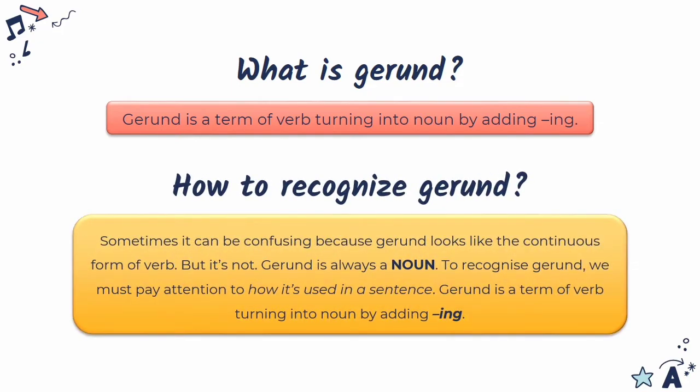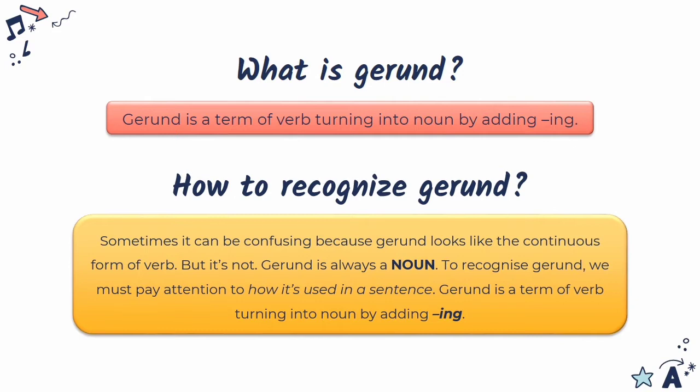Okay, basically, we use gerund in every daily conversation in English. Gerund is a term of verb turning into noun by adding ing. And how to recognize a gerund? Well, sometimes it can be confusing because gerund looks like the continuous form of verb. But it's not. Gerund is always a noun. To recognize gerund, we must pay attention to how it is used in a sentence.